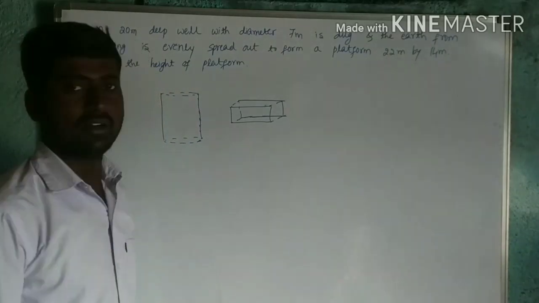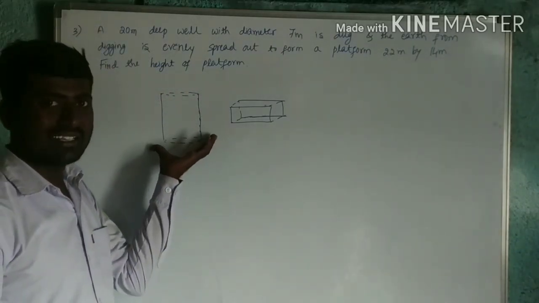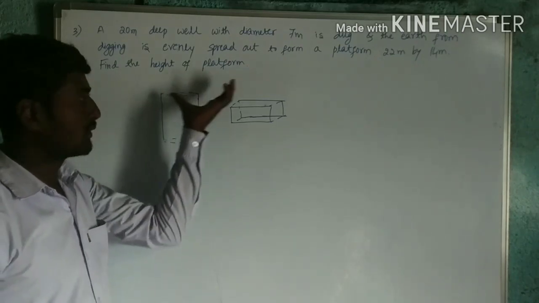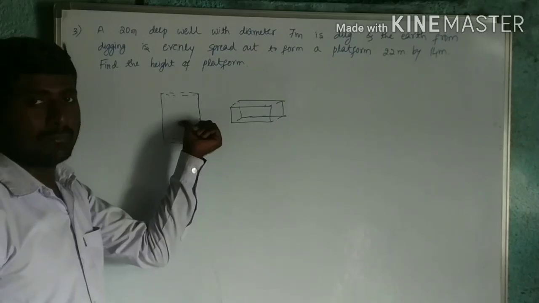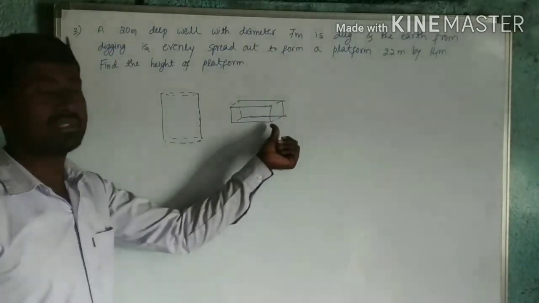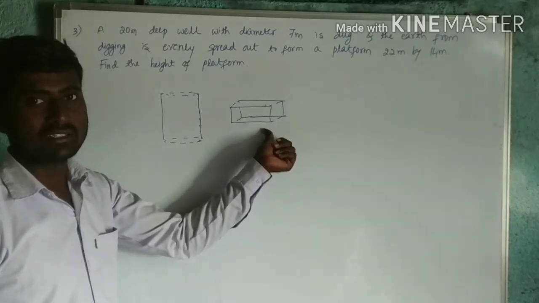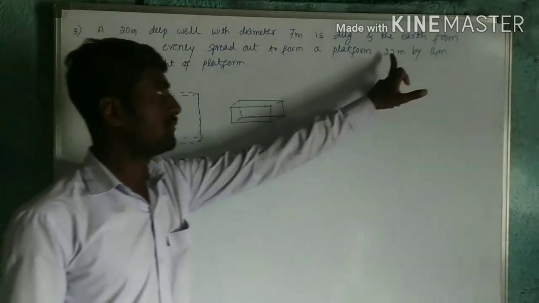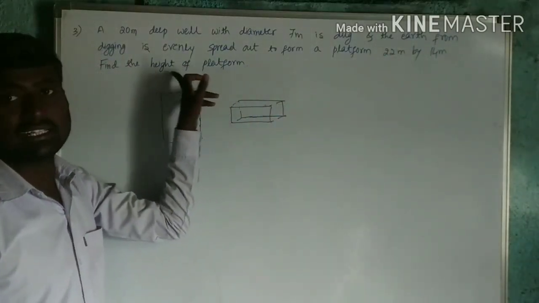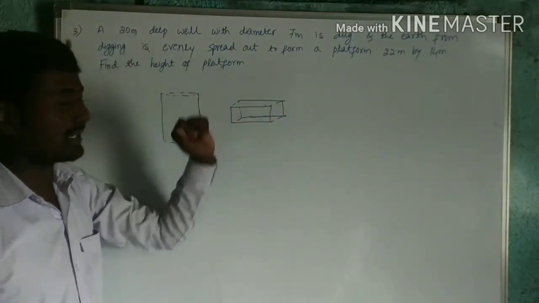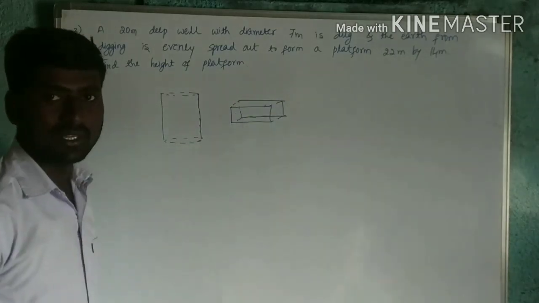Okay. Now it means what? The earth from the well is used to form a platform. This means the volume of the well must be equal to the volume of the platform. This platform is in the shape of a cuboid. So here the dimensions of the platform are given, L and B, but we have to find H, the height of the platform. Volume of the well is equal to volume of the platform, we can say.